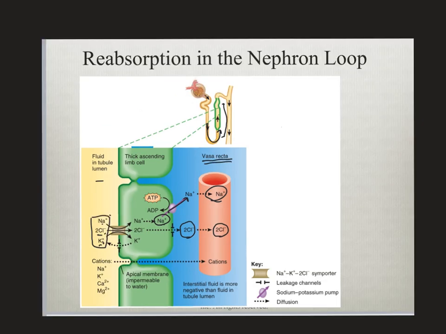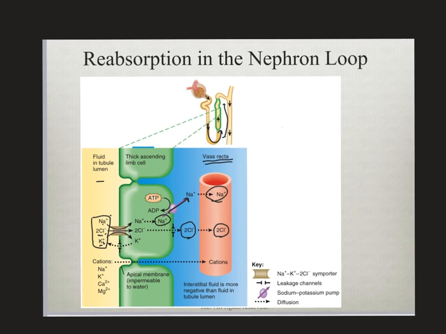Now I want you to note the potassium. The potassium is going to simply leak in and out of the cell to maintain that electroneutrality. But now notice, no potassium is moving out of the cell to be reabsorbed back into the vasa recta. So now we have an electrical imbalance, because we have two negatively charged ions and one positively charged ion. What this does is it's going to set up that interstitial fluid to be more negative than the fluid inside the lumen of the tubule.